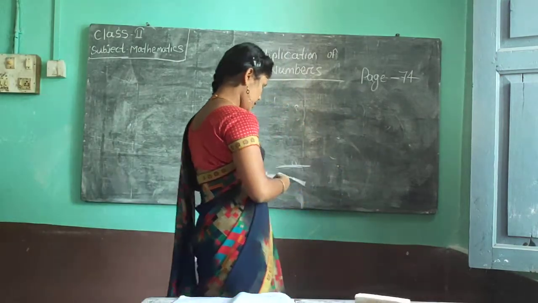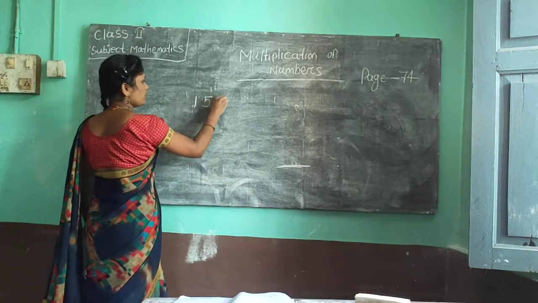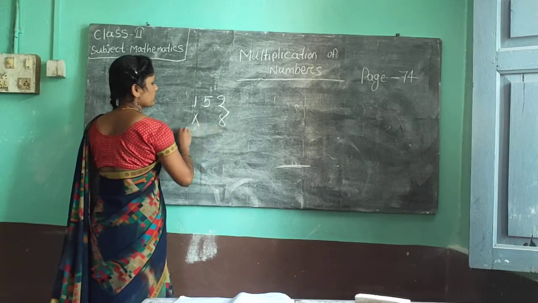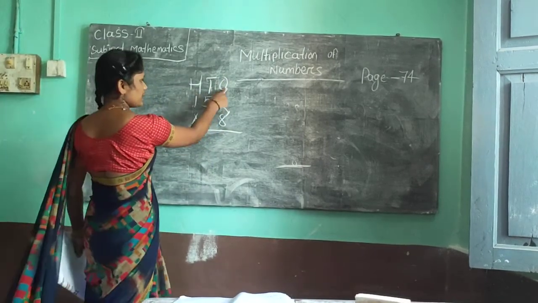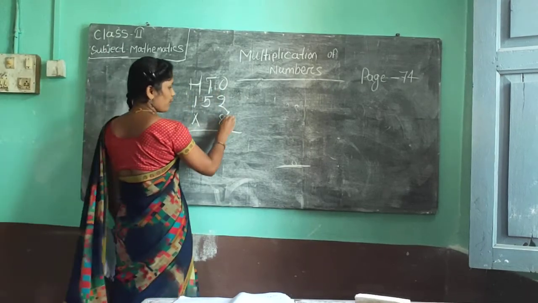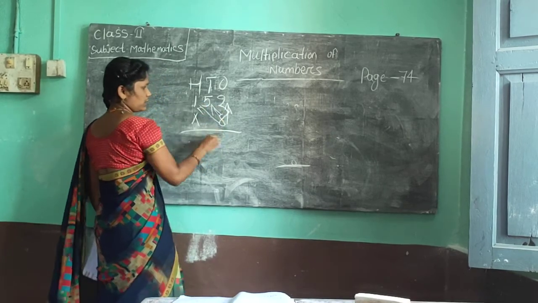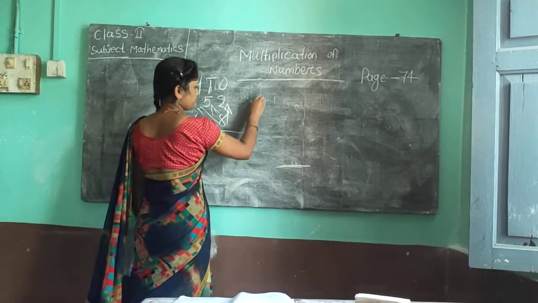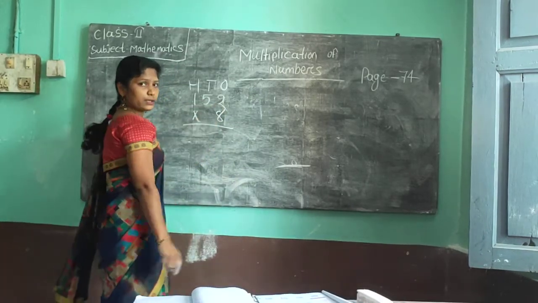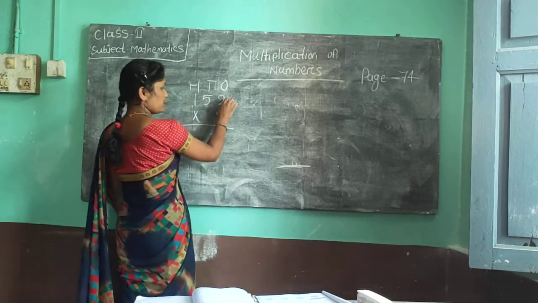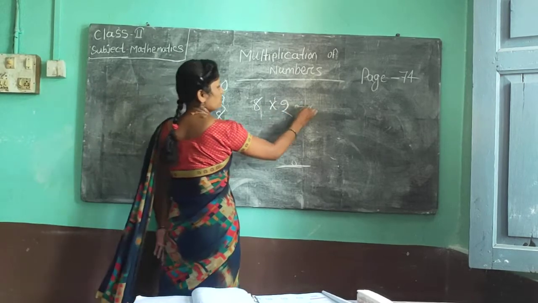So take another example. See, if your question is 152 multiplied by 8. So there is the ones place, tens place, hundreds place, 3 places there. First I will do the ones place. Next 8 into 5, next 8 into 1. That means what? First I will do 8 into 2.